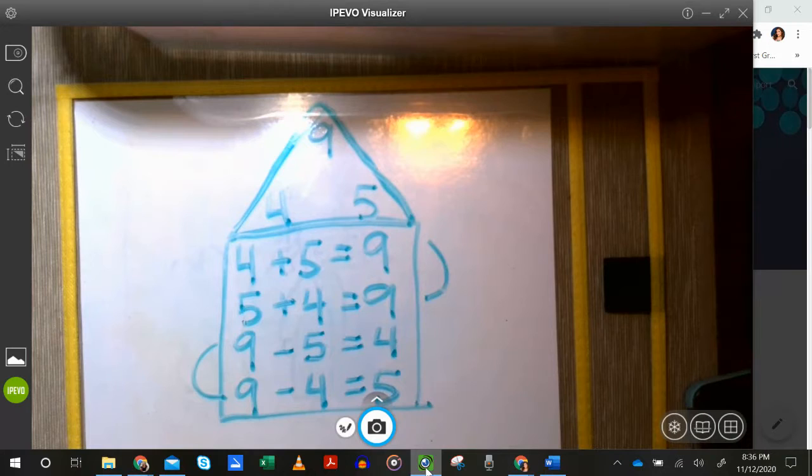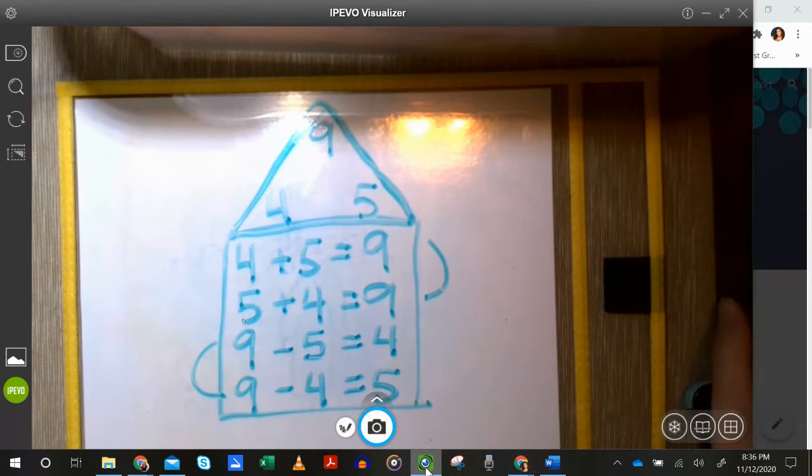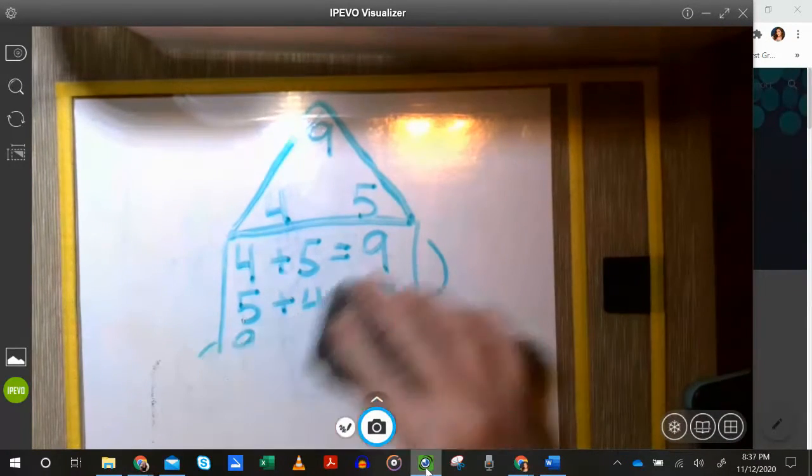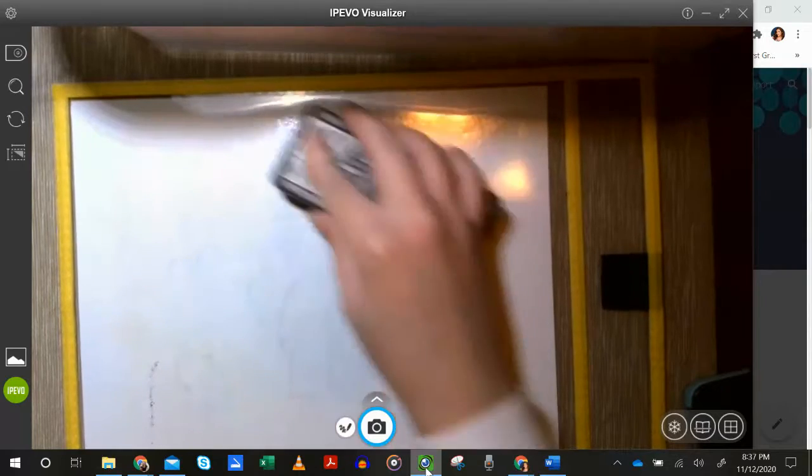Okay, so if numbers are together in the same family, then they are going to be able to create 2 addition sentences and 2 subtraction sentences with the numbers in that family. So let's look at some others.